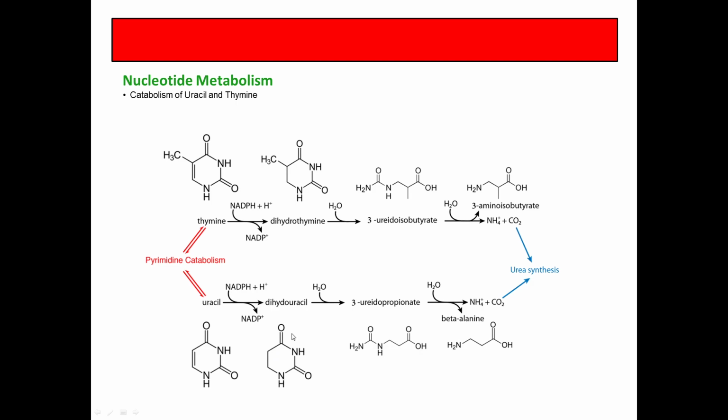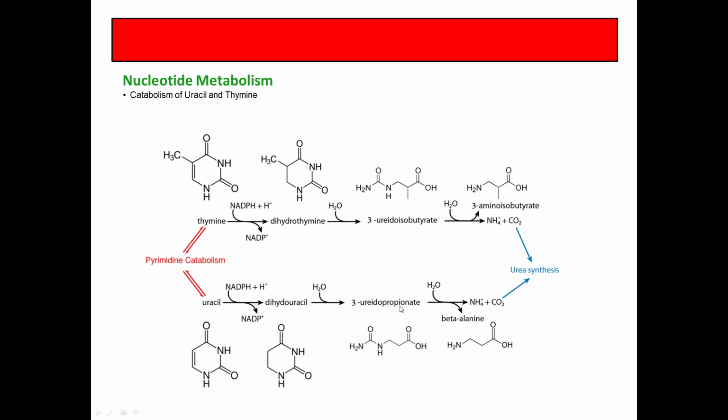Then I break the ring with a water molecule. I open up the ring. I break this amide bond between the two to give me a straight chain form now. So I clearly break the bond between this nitrogen and this carboxyl group over here. So I'm breaking this bond right there. That gives me my 3-uridopropanoate.